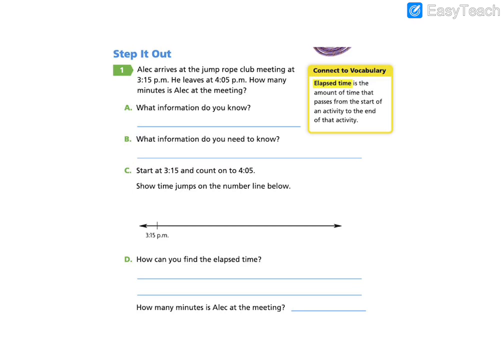Alec arrives at the jump rope club meeting at 3:15 p.m. He leaves at 4:05 p.m. How many minutes is he at the meeting? So what information do we know? We know when the meeting starts and ends, or at least the times that he gets there and leaves the meeting. What do we need to know? How long Alec was there.